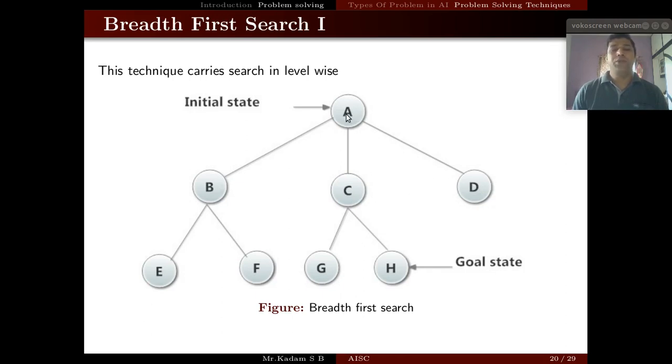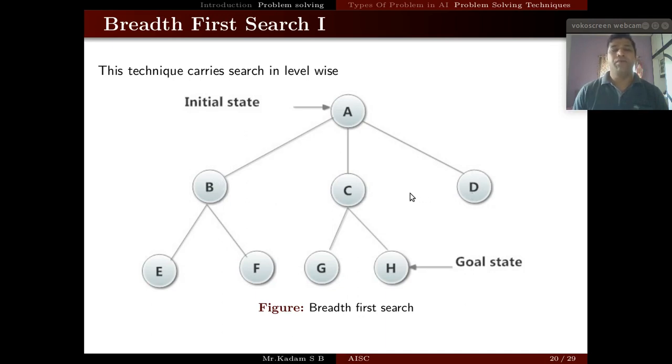So we'll use a data structure which is called a queue, which uses a first in first out strategy. So as A is not a goal node, we'll explore these three nodes. We can pick up any one first and we'll add them one by one to the queue. Suppose we are adding node B first, then C and then D.